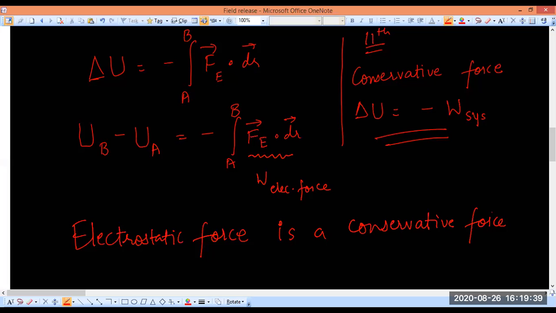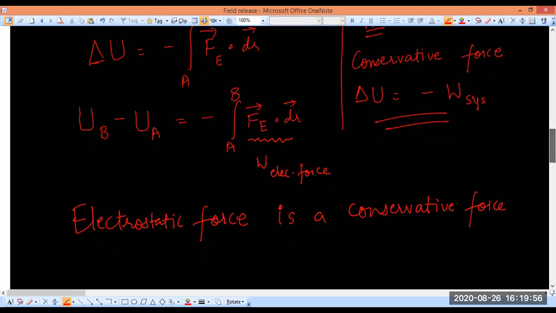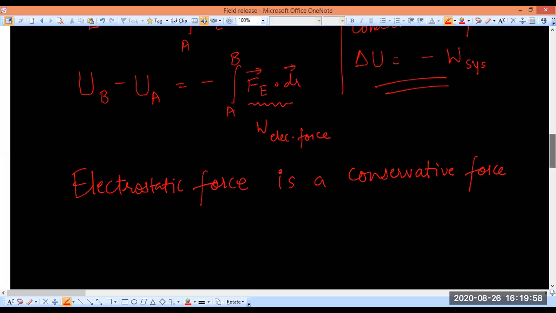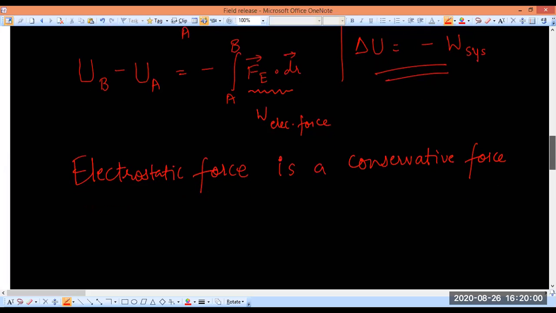Because gravitational force, which was G m1 m2 by r square kind, and this Coulombian force is also k q1 q2 by r square kind, so the mass is pretty much the same. So that's why electrostatic force is, of course, a conservative force, right? So now, if it's a conservative force, we can define a potential energy very well.